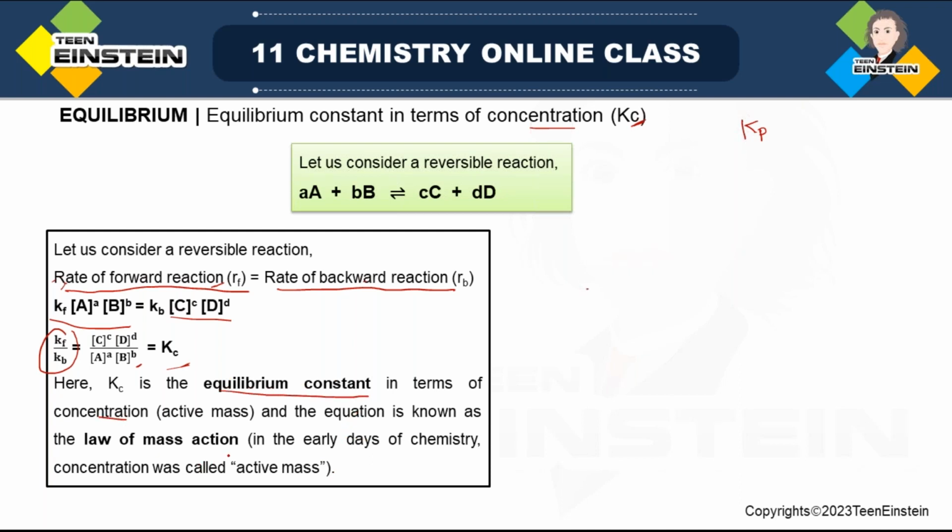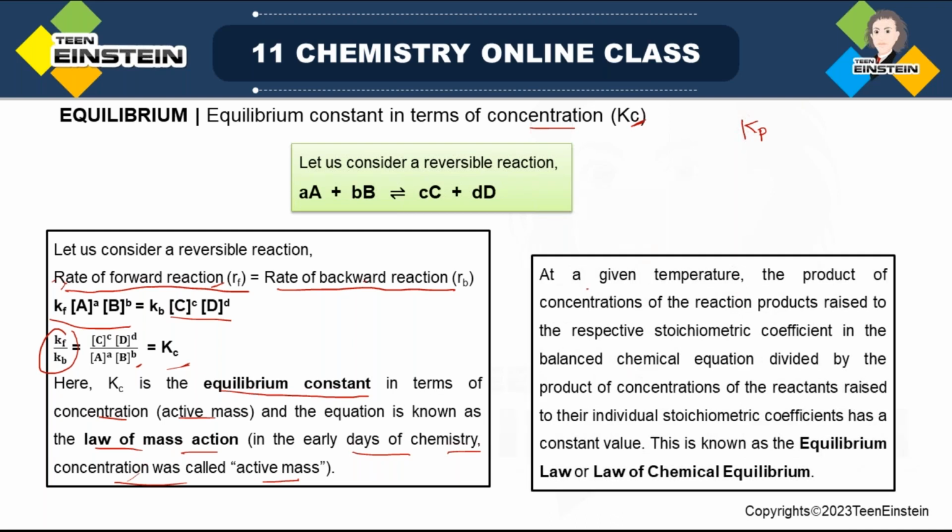So it is important to mention in terms of concentration. Sometimes it is also mentioned as active mass, but mostly we will use concentration because that is a more modern term. We no longer use the old term active mass, which is basically the same as concentration. And this equation is known as the law of mass action. So here it is mentioned, see, concentration was called active mass in older days.